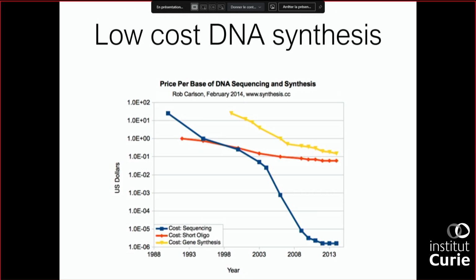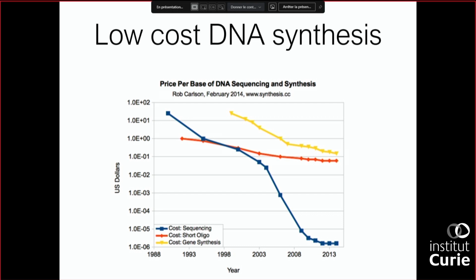And also a practical point, it's not only very easy to obtain a piece of DNA with a given sequence, they're also cheap and getting cheaper and cheaper. It is exemplified by this diagram where you see over the years the cost of synthesizing DNA, those are the yellow and red lines, and the cost of reading DNA. And this is a log scale, so they are really strongly decreasing costs.